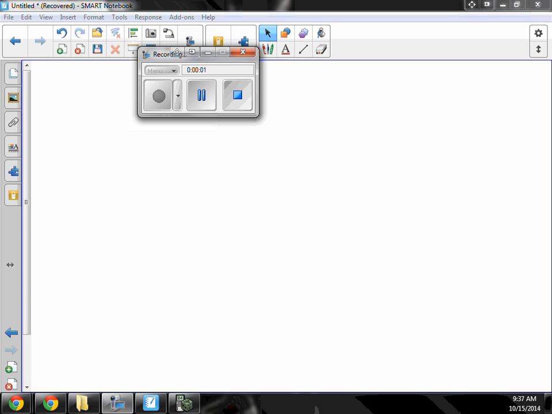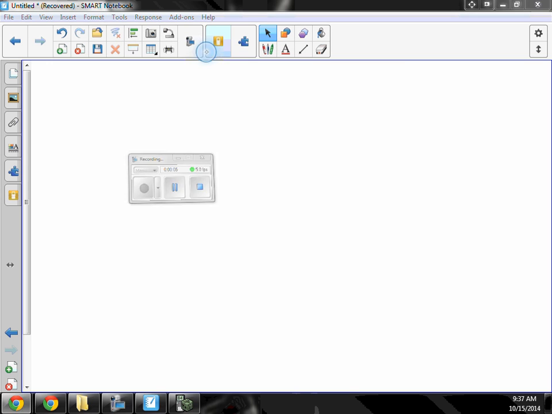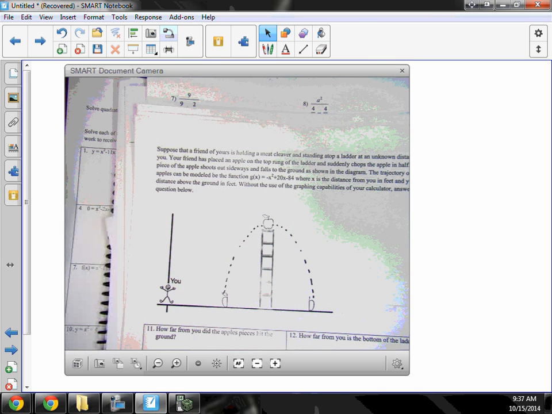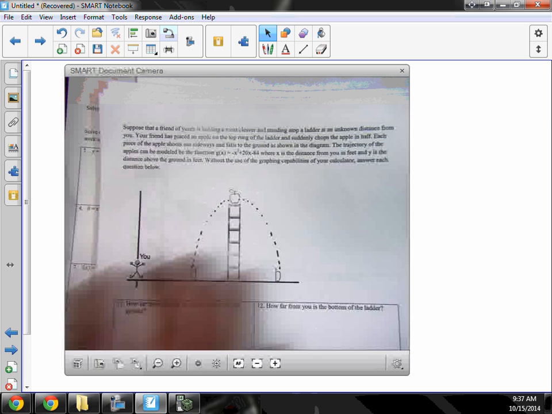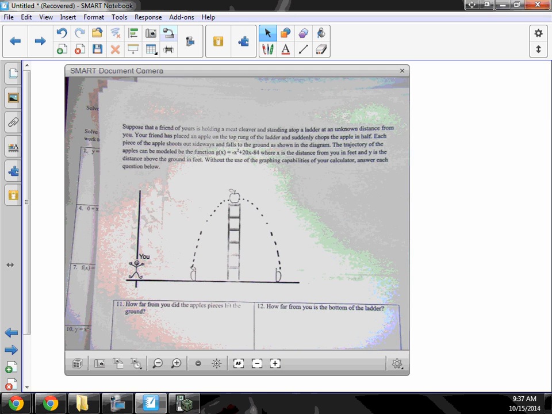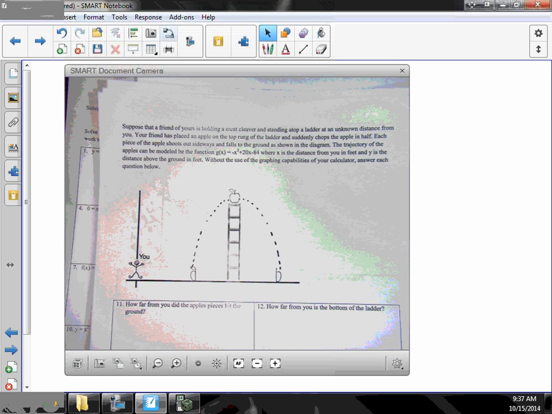We'll start today on the second page of the worksheet. Suppose that a friend of yours is holding a meat cleaver and standing atop a ladder at an unknown distance from you. Your friend has placed an apple on the top rung of the ladder and suddenly chops the apple in half. Each piece of the apple shoots out sideways and falls to the ground as shown in the diagram.